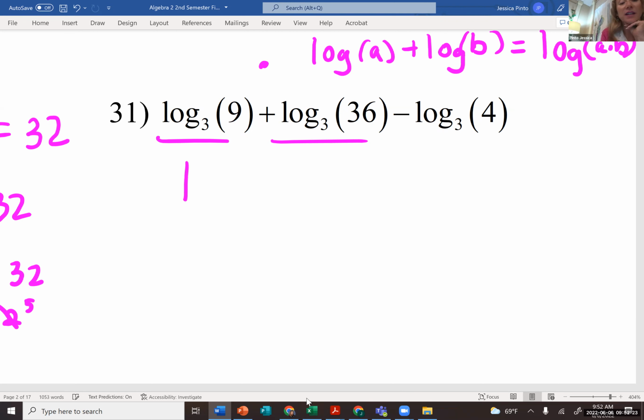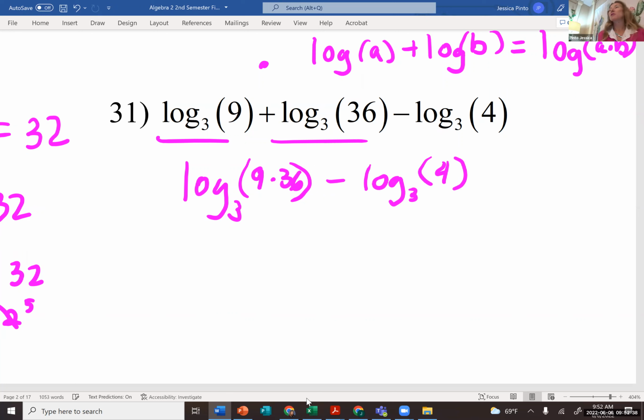So together, this is going to be log base 3 of 9 times 36. I don't know what that is, so I'm just going to write 9 times 36 minus log base 3 of 4. So you see, I'm just doing one step at a time. Next, I've got the subtraction. So that's going to be the same rule. And instead of log A times B, it's going to be log A divided by B.